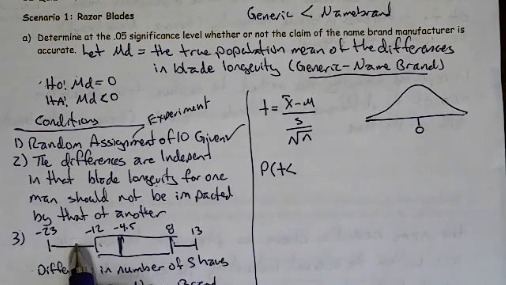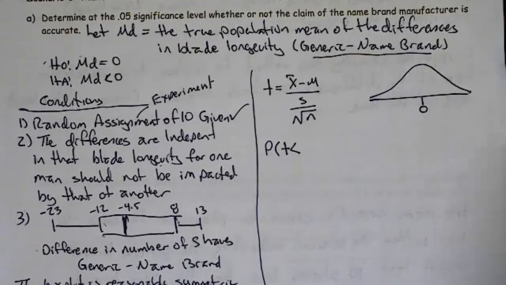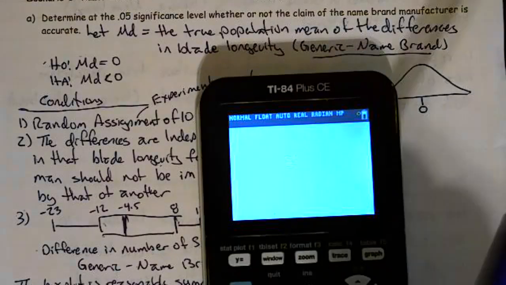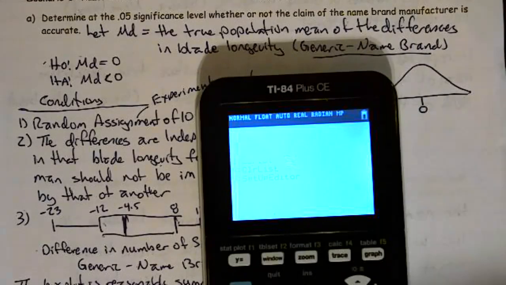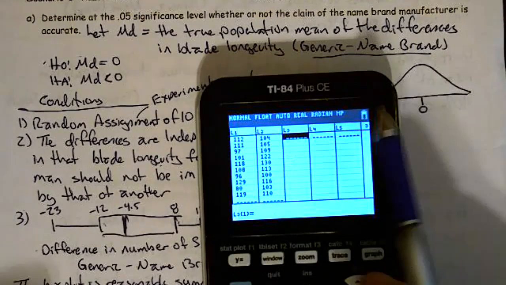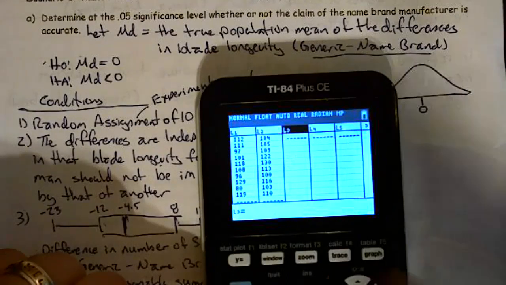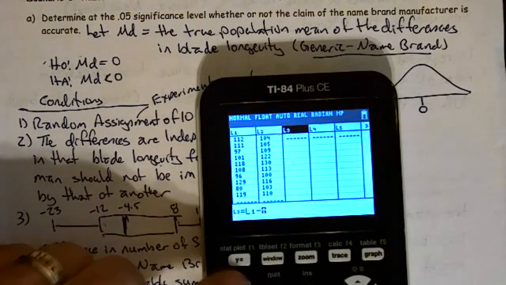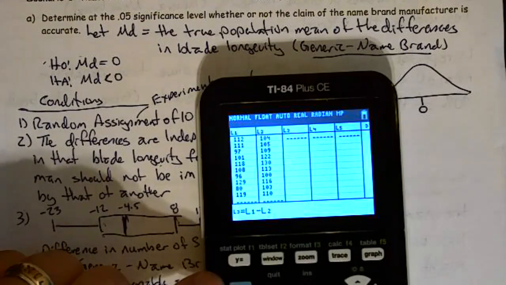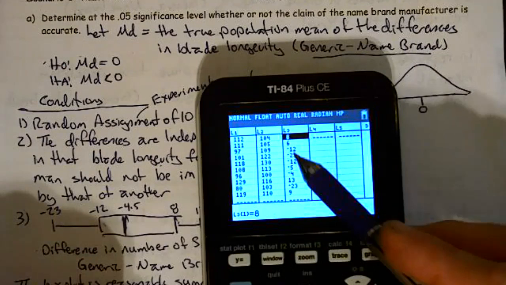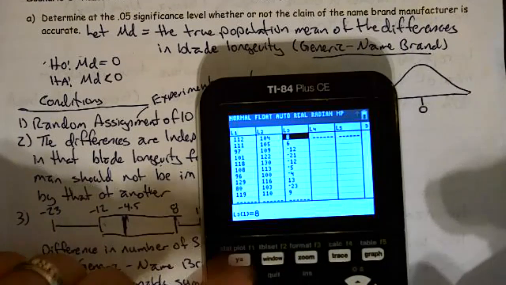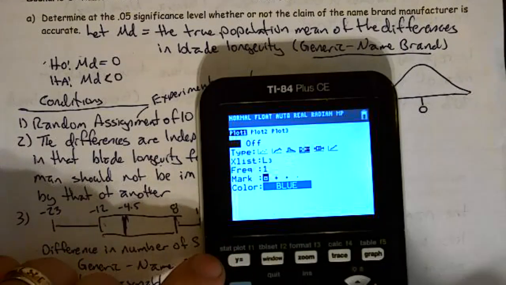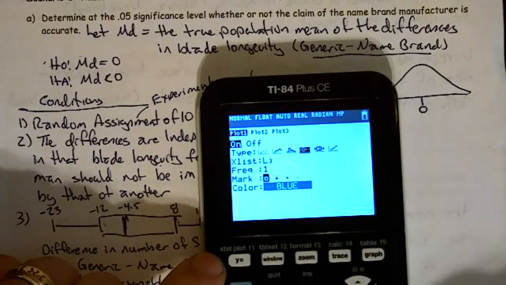So then the next thing I need to check is normality. Well, to check normality, I need to do a box plot. What that means is I'm going to have to find my actual differences. So I'm going to go to stat edit. I'm going to go to second one minus second two. That's generic minus name brand. And there's my differences.